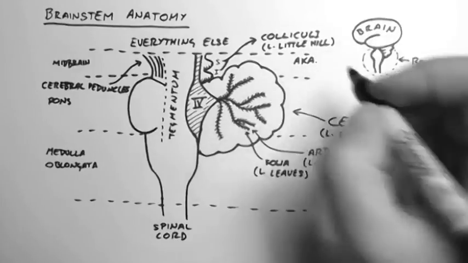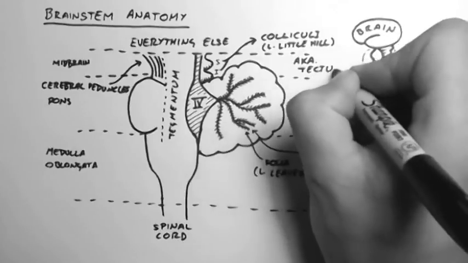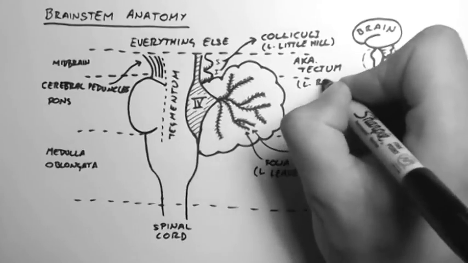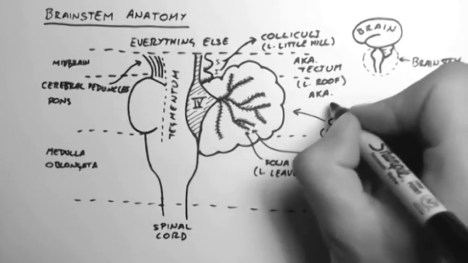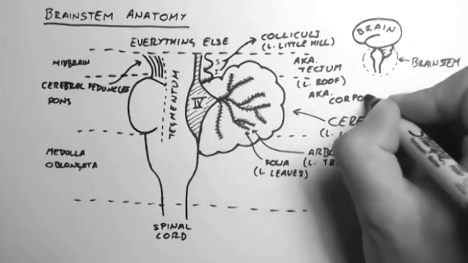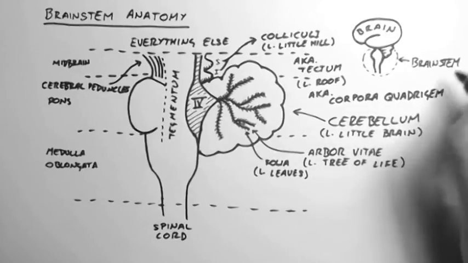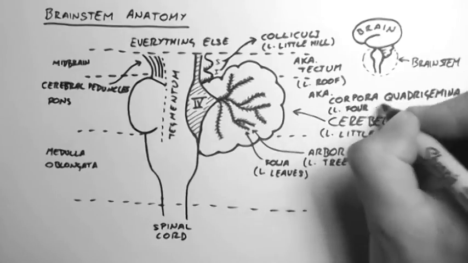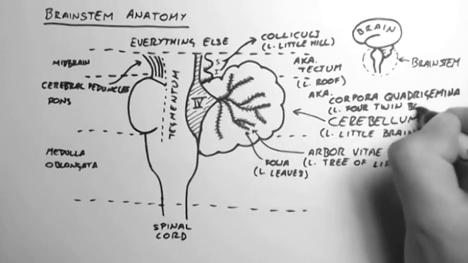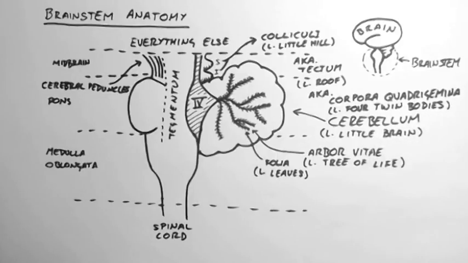Collectively, they're also known as the tectum, which is Latin for roof, or they're also known as the corpora quadrigemina, which is Latin for the four twin bodies. There's actually two of the superior and two of the inferior, one on each side.